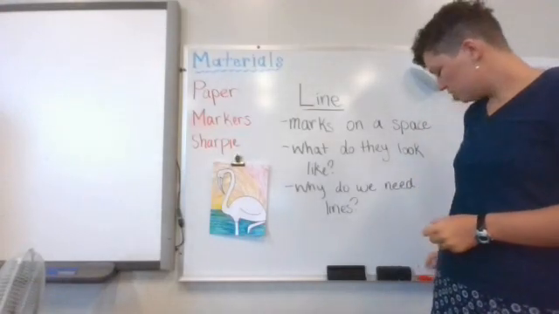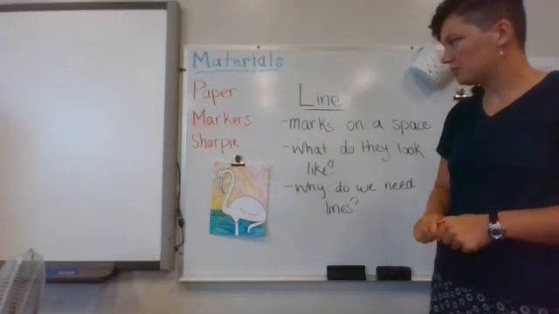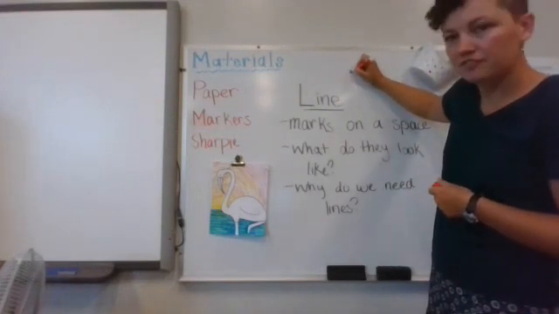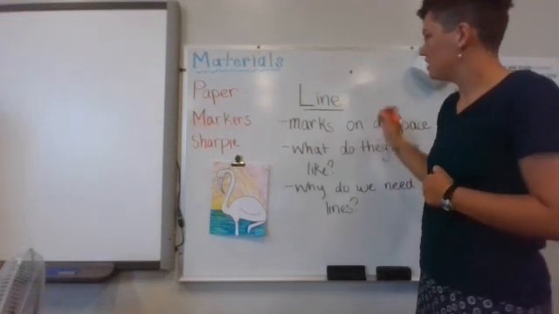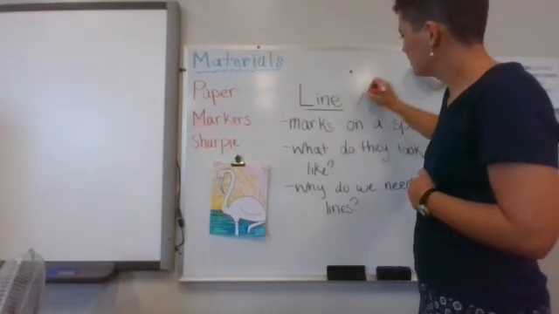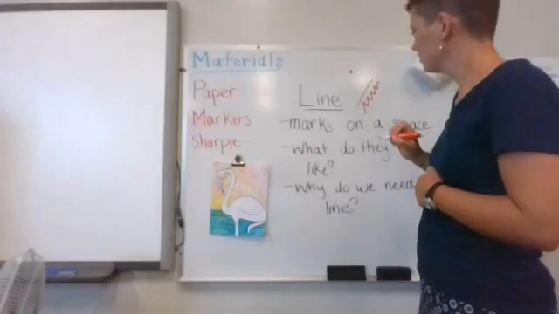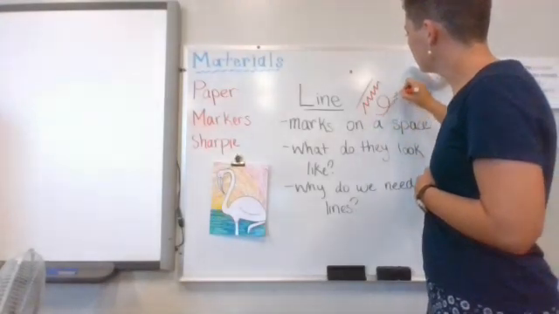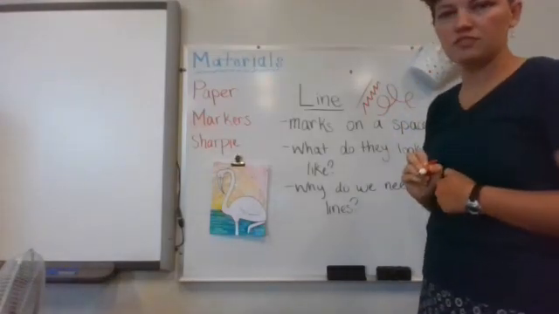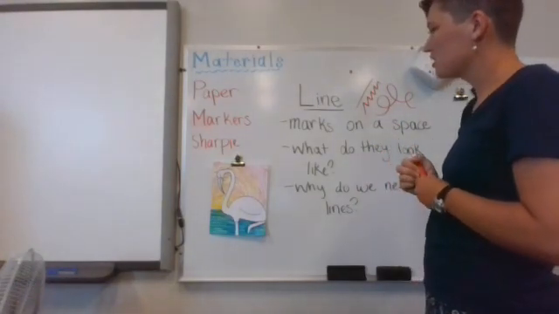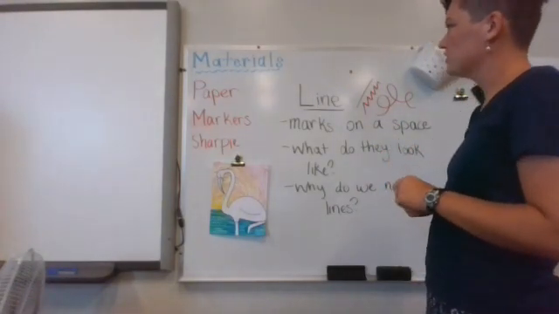So almost any mark you make on a paper is going to be a line. The only one that isn't is a dot. Okay, but this is a line. This squiggly line is one. Curvy lines. Okay, they're all different kinds of lines that we make and that we use every day.